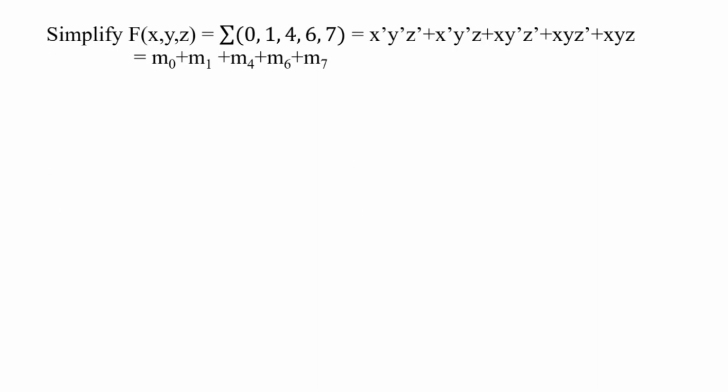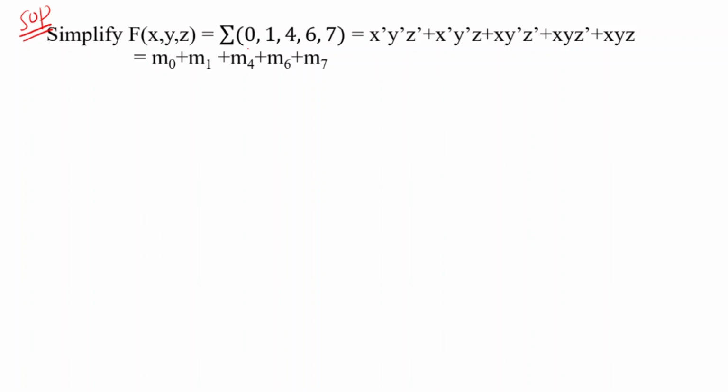Suppose this is the function. Simplify this function, f of x y z is equal to summation of 0 1 4 6 7, or this is also written as x complement y complement z complement and so on. Here this function is written in SOP form, and we simplify this function.